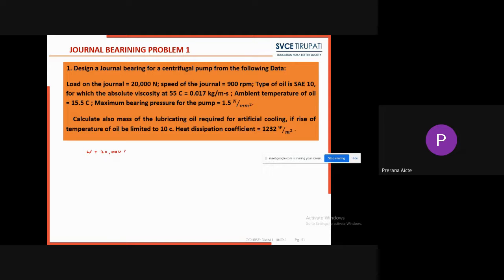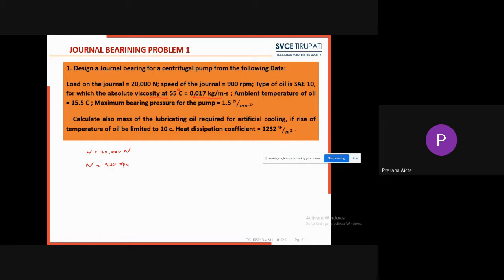Okay. So next is speed. What is speed? N is equal to 900 rpm. Okay. So next they will give the type of oil, that is SAE 10 oil. But for the oil, what viscosity will they give? The viscosity at 55 degrees Celsius here is 0.017. So corresponding to this temperature, they will give the viscosity.